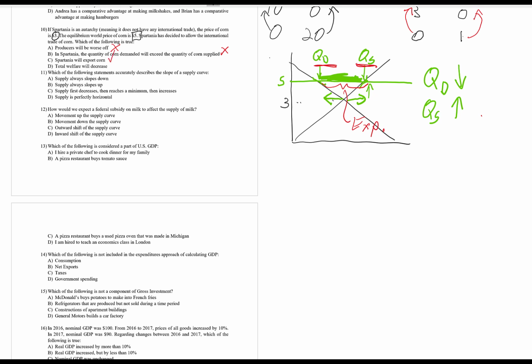That's the correct answer. Total welfare does not decrease. As we've learned, whenever we allow international trade, total welfare increases. The answer is C.